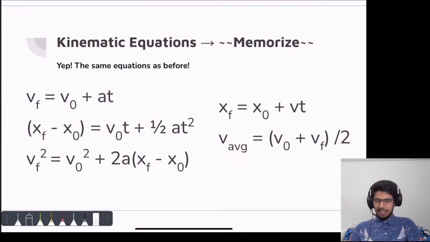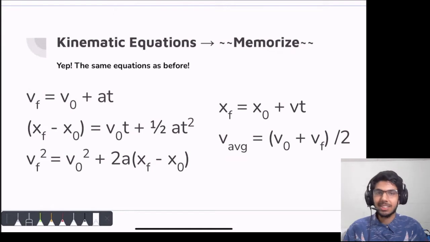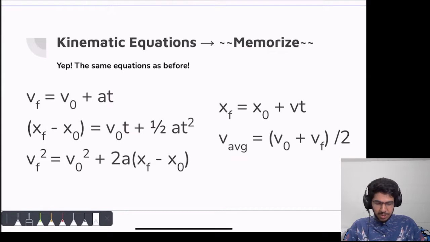But anyways, these 3 on the left should be quite familiar, because these are the 3 equations that we presented last week when we did one-dimensional kinematics. And really, they still hold true. And there's 2 new ones on the right, but these aren't really that new. We've seen these in some form before.